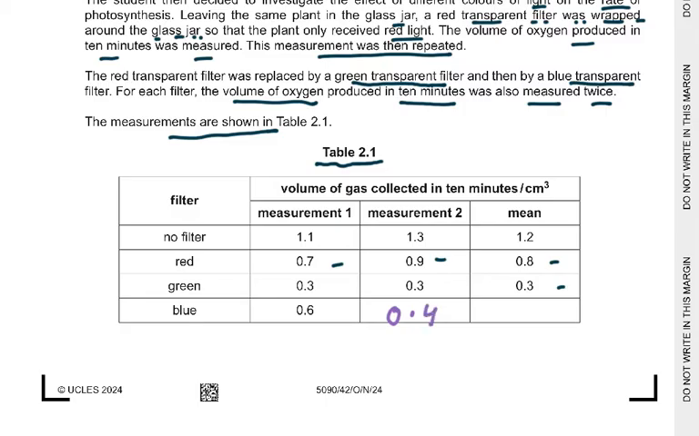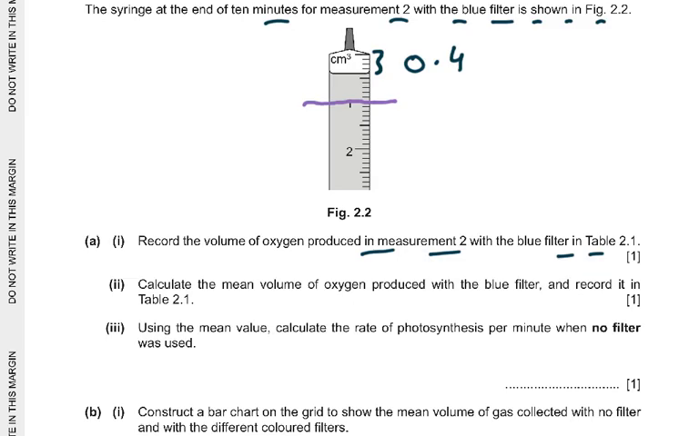And then of course you had to calculate the mean. 0.4 plus 0.6, so this is 1.0, and the mean is divided by 2, so you will get 0.5. 1 divided by 2 will be 0.5. Basic maths, which of course none of us know. Then it said calculate the mean volume and record it in table 2.1. So we had to do two things in table 2.1, and we needed to write that.